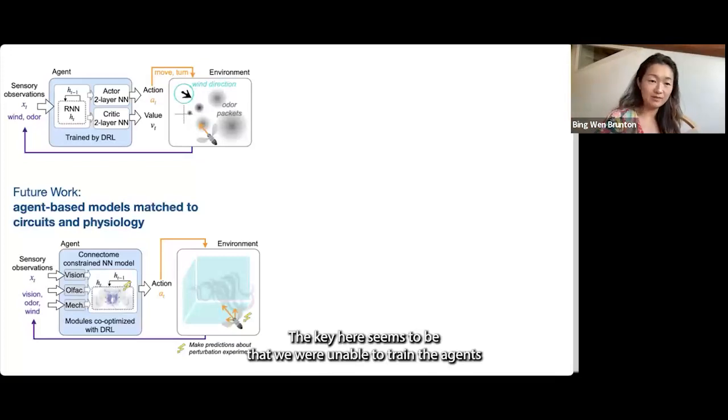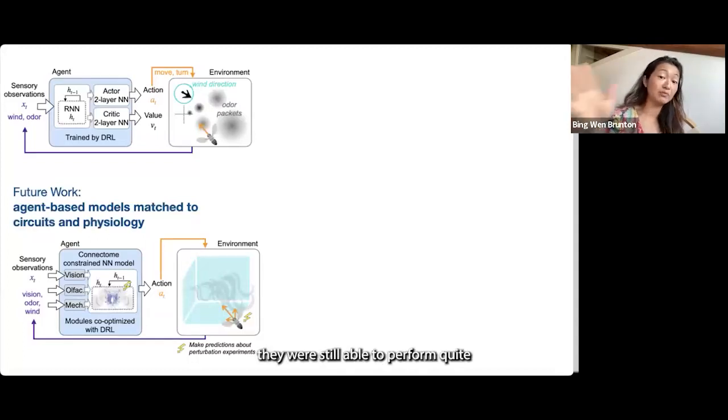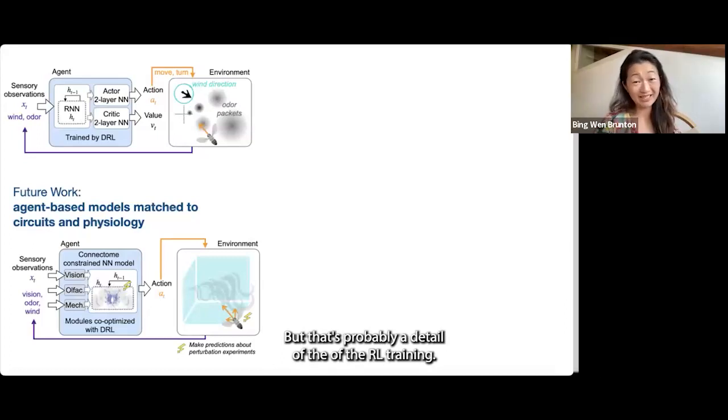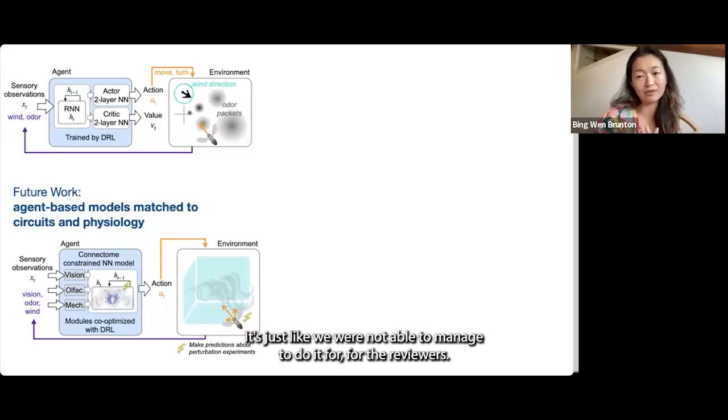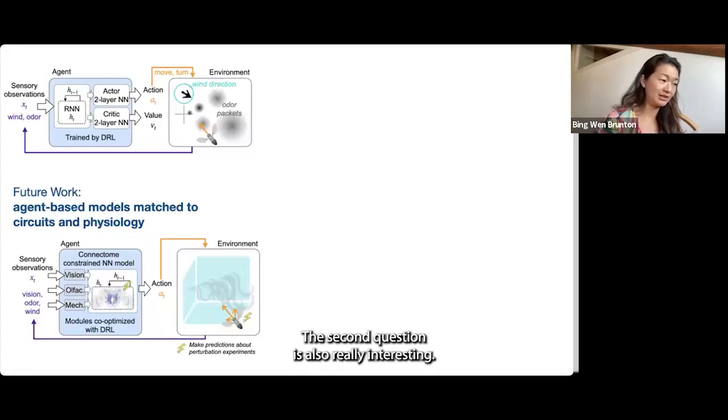The key here seems to be that we were unable to train the agents in the sparse situation. So we had to train them when the plumes were less intermittent, but after they were trained, they were still able to perform quite well when we put them in a more intermittent situation. But that's probably a detail of the RL training. So that's my suspicion. Not that they categorically can't do it. It's just that we were not able to manage to do it for the reviewers. The second question is also really interesting.